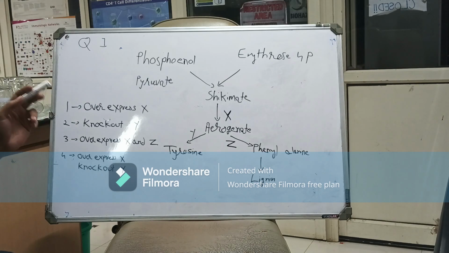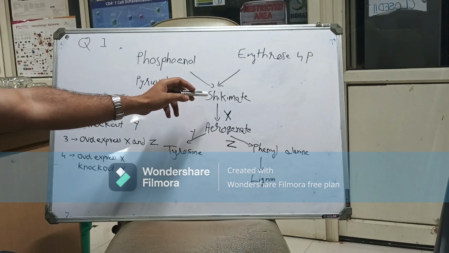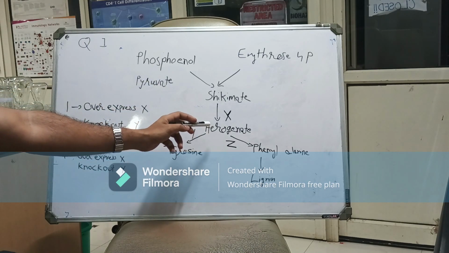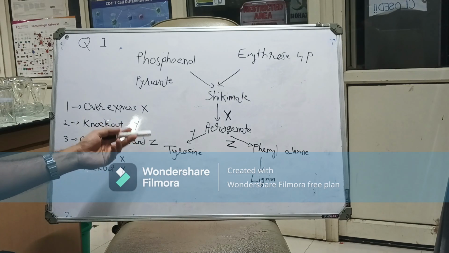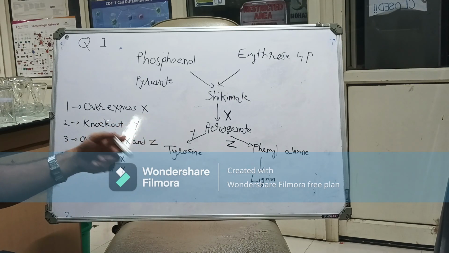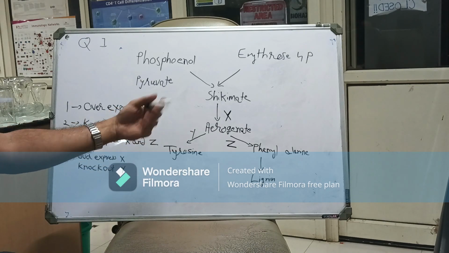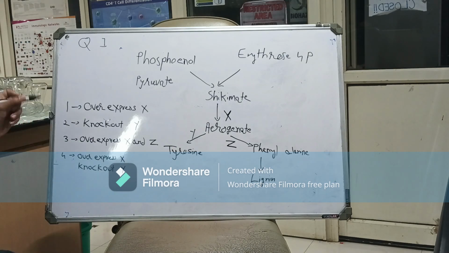Now let's consider all four options. If we only overexpress X, what will happen is there will be more intermediate compound arogenate, and so the amount of both tyrosine and phenylalanine will be increased. So this will give us some amount of higher production but not the highest. So not the first option.